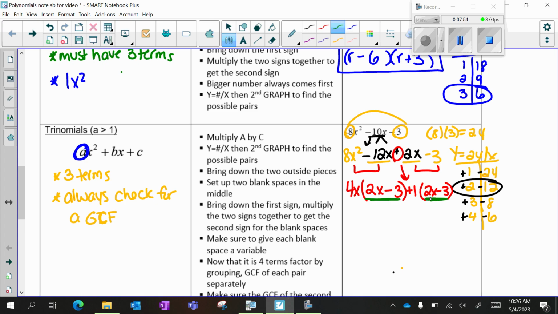Notice how my parentheses match, so I'm going to keep that. If your parentheses don't match, something went wrong. And then my other 2 pieces come together in the second set of parentheses.